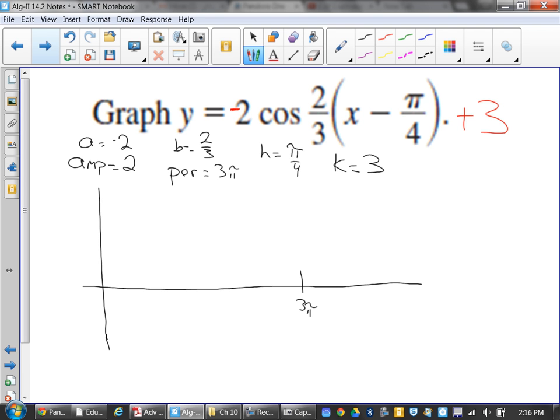What's half of 3? 3 pi over 2. 3 pi over 2. 3 pi over 4. And what goes there? Well, remember, it's 3/4. So multiply 3/4 times 3, what do you get? 9/4. Very good.